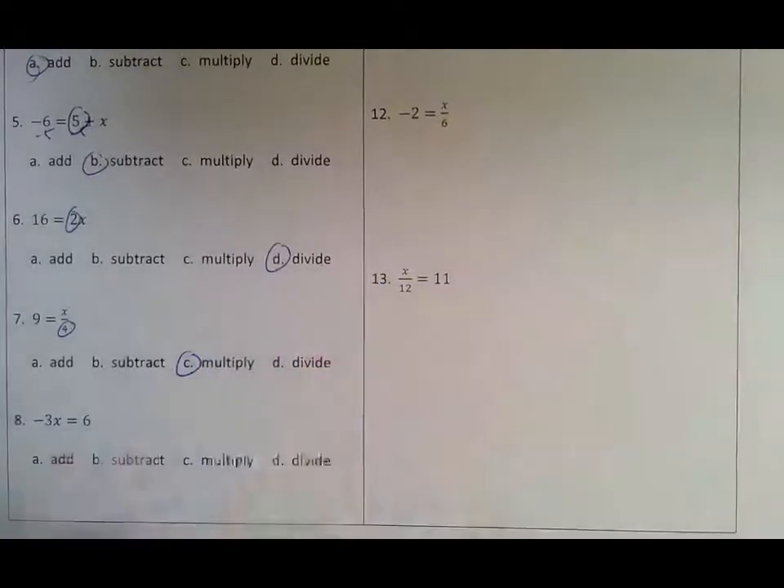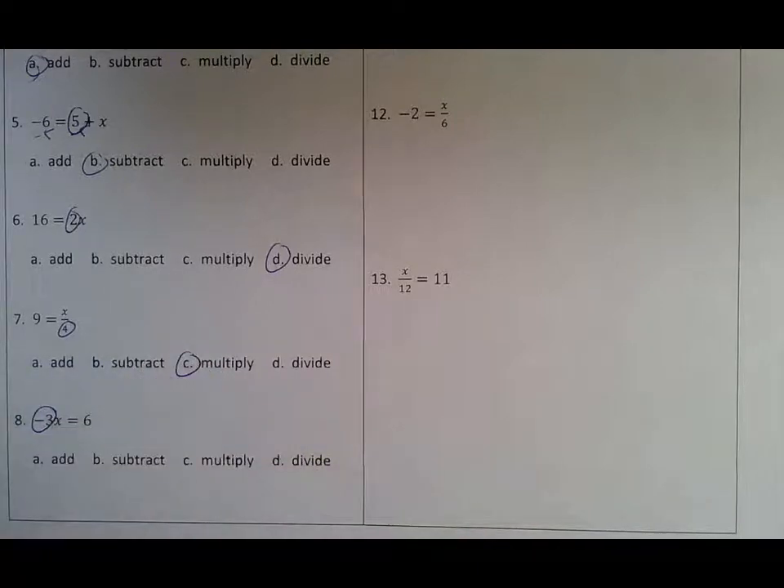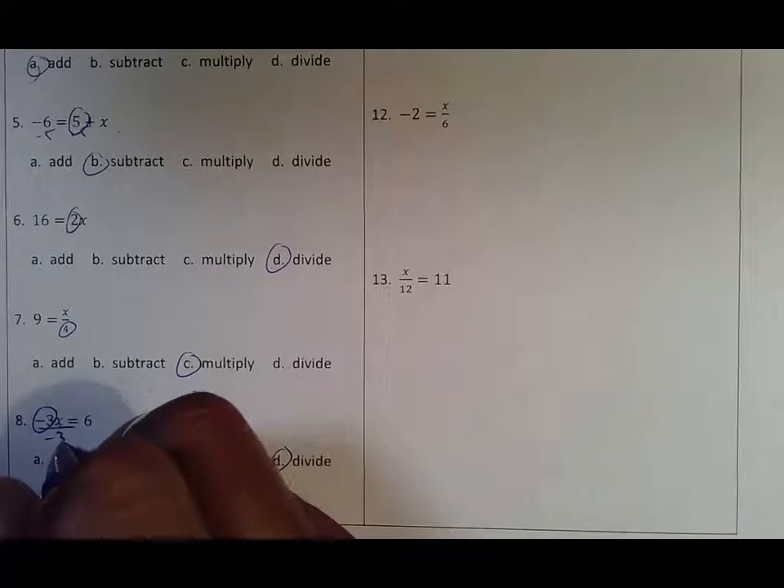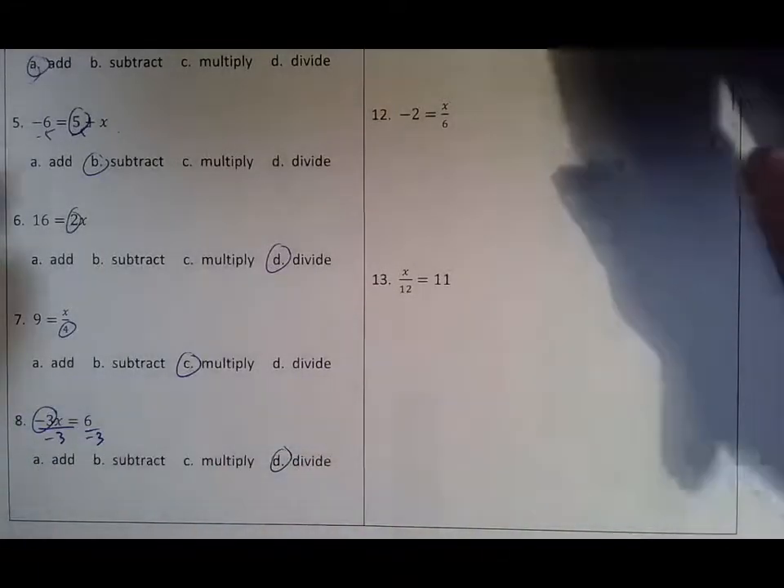And then number 8, the number attached to x is this -3, but it's being multiplied, so you would actually divide, and remember what you divide by is actually -3, just to make sure you've got that down. All right.